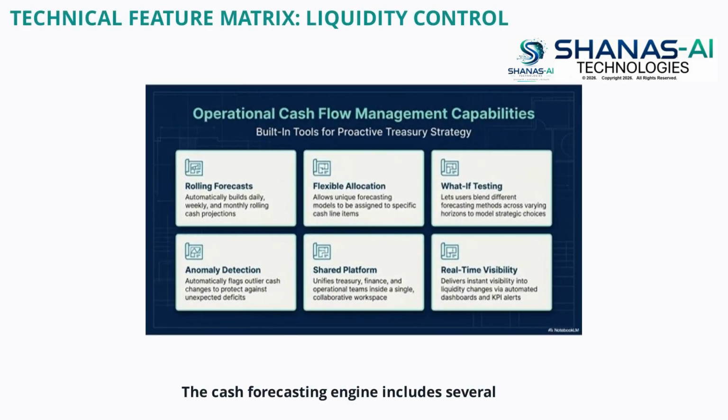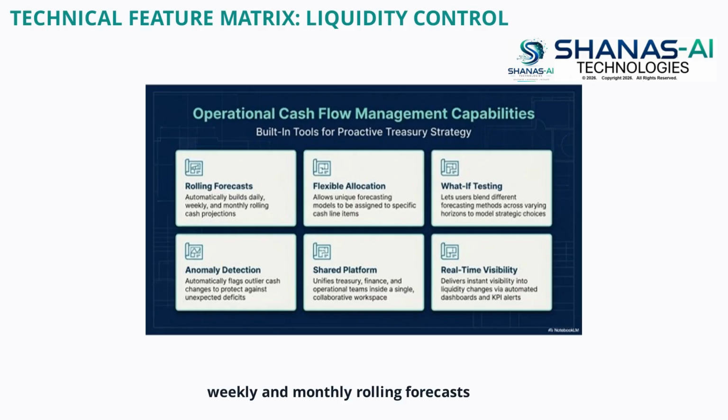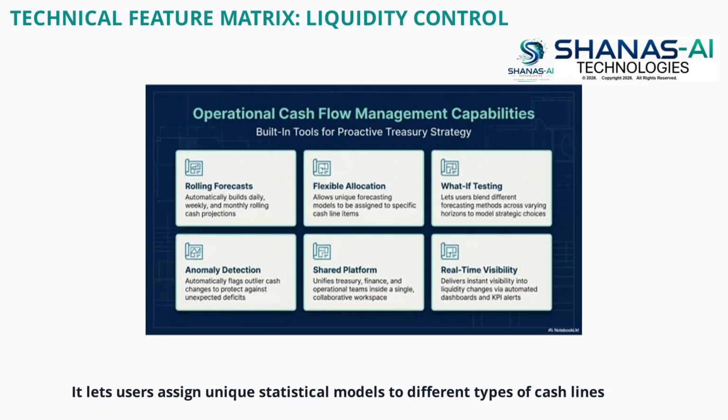Cash forecasting engine includes several built-in tools for proactive liquidity management. It builds continuous daily, weekly, and monthly rolling forecasts. It lets users assign unique statistical models to different types of cash lines. It supports what-if scenario modeling to test strategic shifts, includes anomaly detection features to protect against cash shortfalls, and unifies treasury teams within a shared workspace.